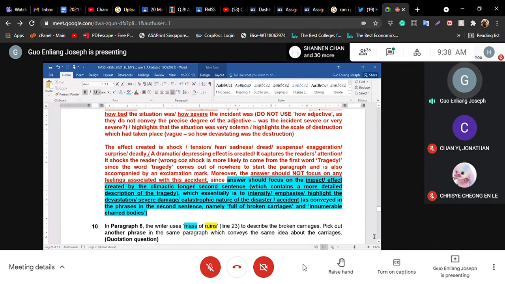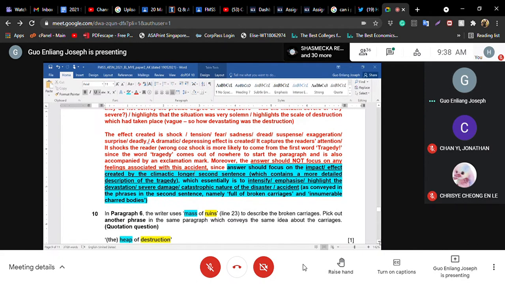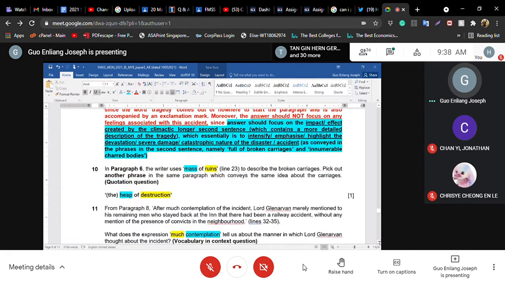So I think it's important you know why certain answers are wrong, and why the correct answer is correct, the reasoning behind it. Okay, let's move on now. Paragraph 6. This one is very easy. Can you highlight in two colors, mass of ruins? Accordingly, the answer is heap of destruction, with the single quotation mark.